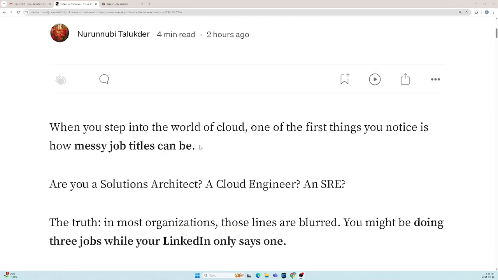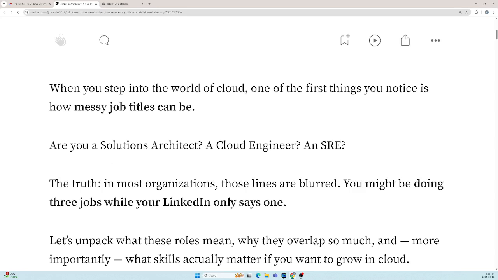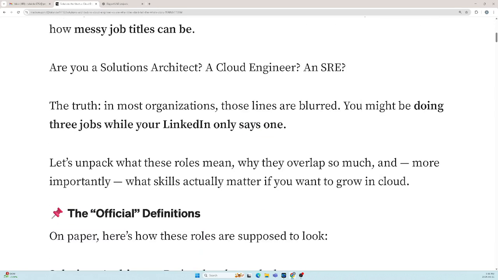Okay, let's start. Once you step into the world of cloud, one of the first things you will notice is how messy and overlapping job titles are. You may be a solution architect, a cloud engineer, an SRE, a platform engineer, or a cloud architect. Different organizations define these differently. The lines blur, so you might be doing three jobs while you only say one. Okay, let's unpack the roles.